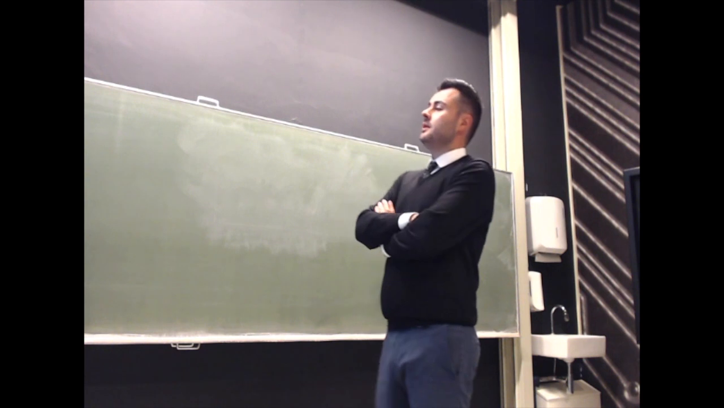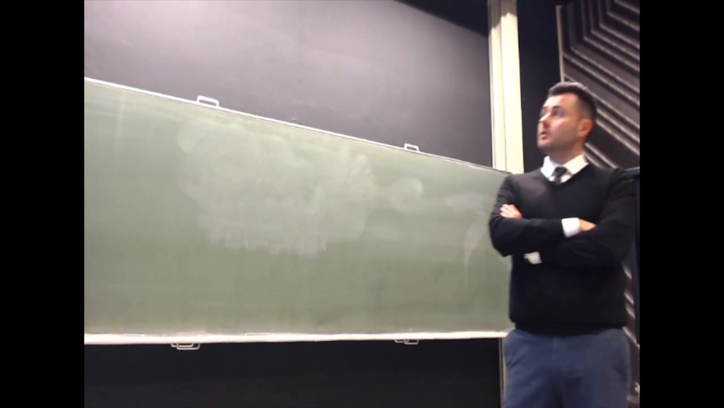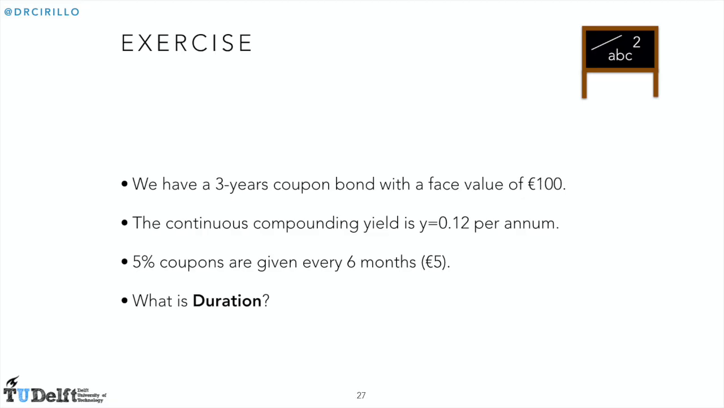So let's consider this exercise. We have a 3-year coupon bond, so it pays a coupon, with a face value of 100 euros. The continuous compounding yield is 12% per annum, and there is a 5% coupon that is paid every 6 months. So every 6 months I get 5 euros. What's the duration of this investment?